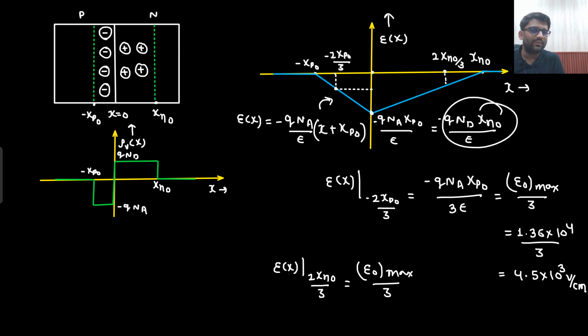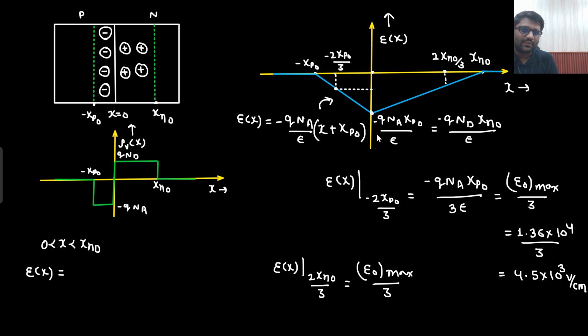If they don't want to write down this particular expression, they can write down the expression of this electric field. What will be the expression of this electric field? So here I am writing down from 0 to x naught, the expression of electric field. So sir, the peak value, only this value I know. The peak value is this much, and what will be the slope? So q na xp naught divided by x naught epsilon. This would be the slope.